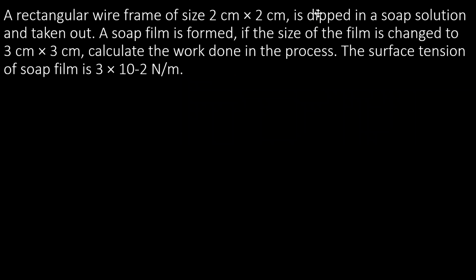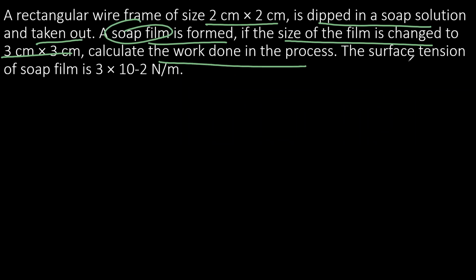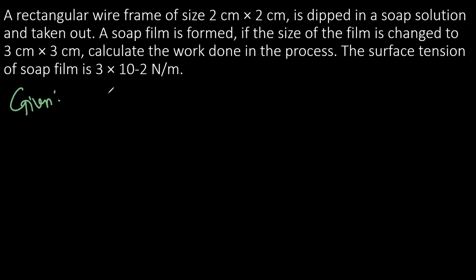A rectangular wire frame of size 2 into 2 centimeter is dipped in a soap solution and taken out. The soap film is formed. The size of the film is changed to 3 centimeter by 3 centimeter. Initially, finally. Again, it's a soap film. Calculate the work done in the process and the surface tension. Same thing. So what is the initial area? We can directly write, no need to find the radius because it's a rectangular frame. So area is 2 centimeter into 2 centimeter, so it will become 4 into 10 raised to minus 4.